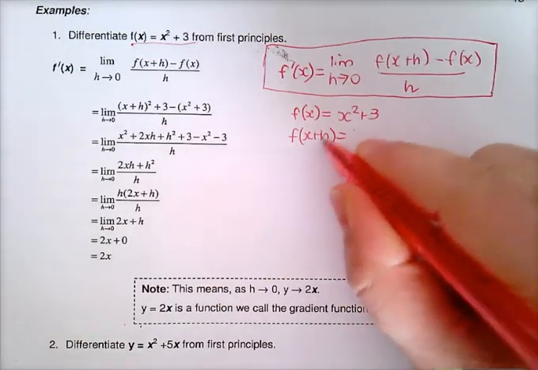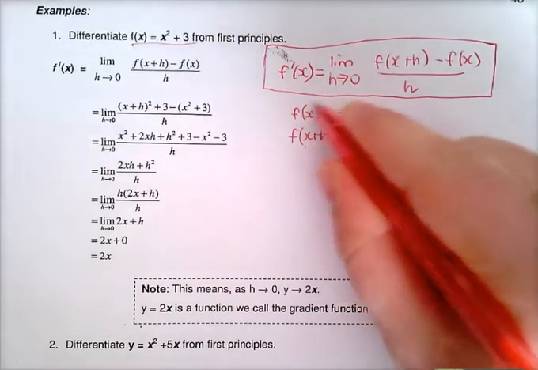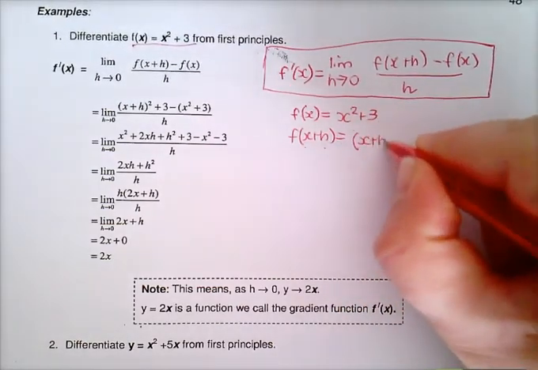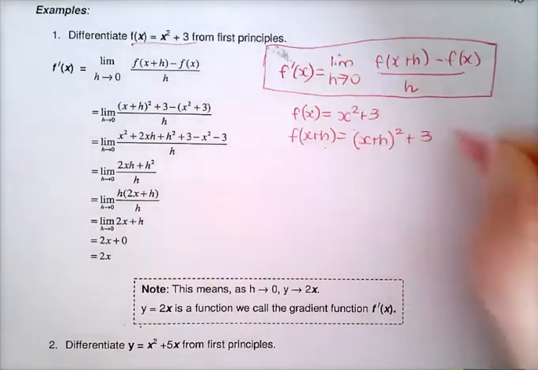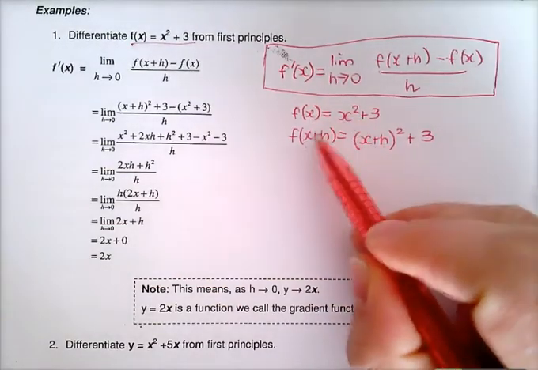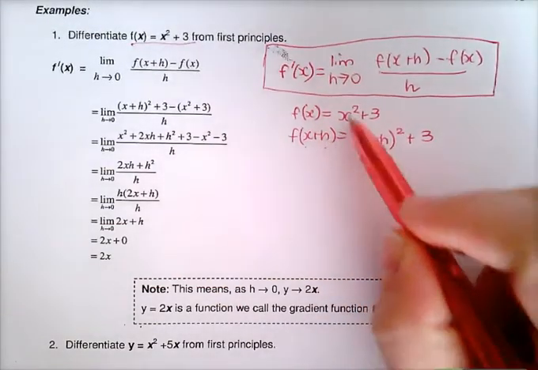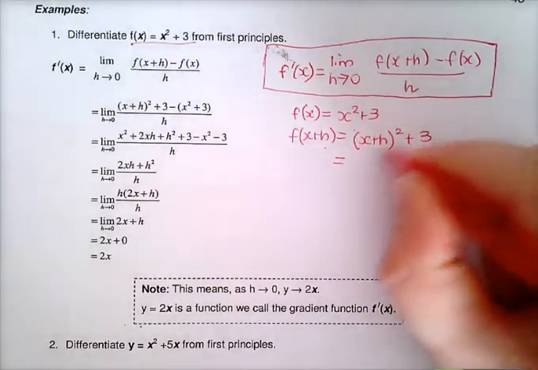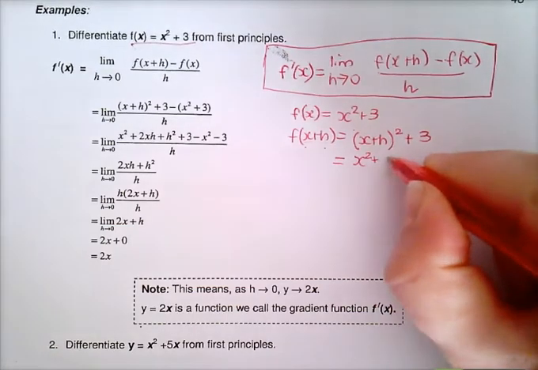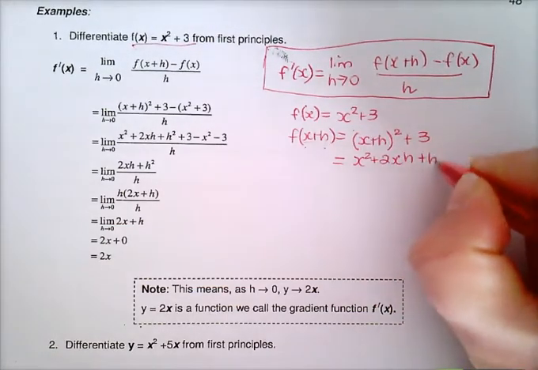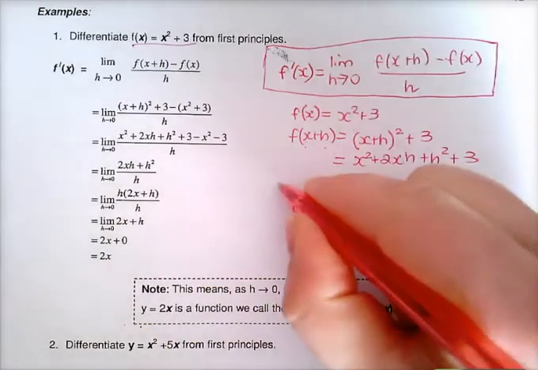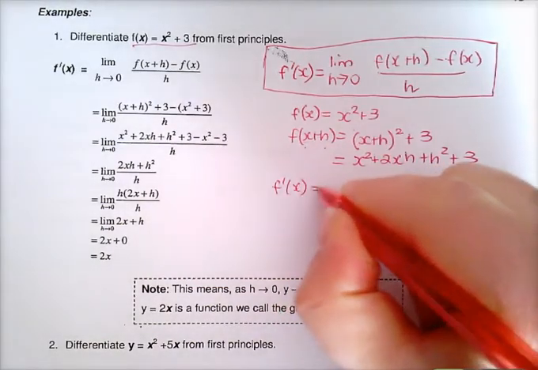Now, function of x plus h means we just substitute any x values with x plus h. So this x value gets substituted with x plus h. So the function of x plus h means replace the x here with x plus h. We've replaced it there, so it's x plus h squared plus 3. Then we expand this, so we get x squared plus 2xh plus h squared plus 3. So therefore, this is the function of x plus h. Now we can substitute into the formula.